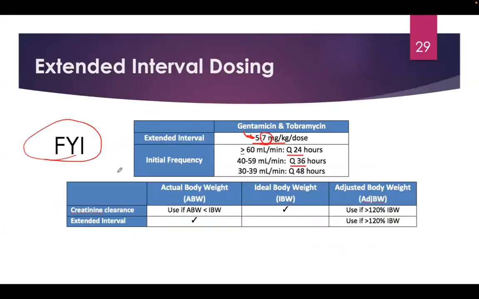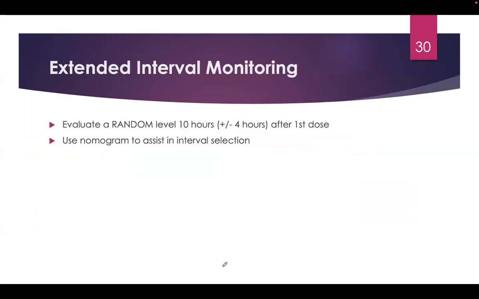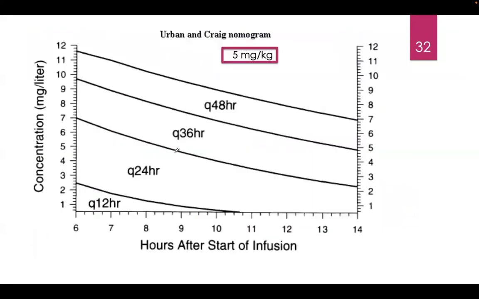Okay. But again, I dose it the same. Some will use ideal body weight all the way across the board. I use actual body weight, so long as it's less than 120% of ideal body weight. If it's greater than that, I use adjusted body weight. And again, I'm drawing levels, but you're going to get that random level at least 10 hours after the first dose, and then use that nomogram to assist in your interval selection.